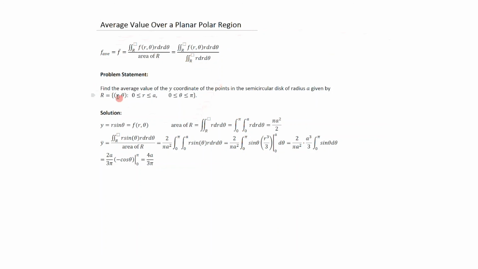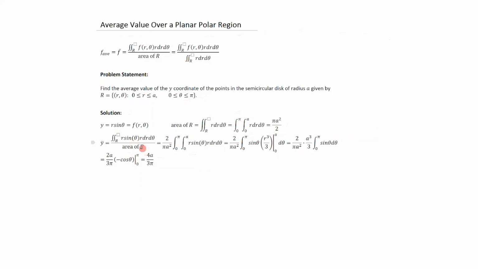So let's take an example. Find the average value of the y-coordinate of the points in the semicircular disk of radius a given by this. This is the region over which integration will take place. You're given that we're going to be looking at f of r, theta as being y. But we're going to have to convert y into polar coordinates, and we know the transformation, y equals r sine theta. First of all, if you compute the area, this would just be taking the region, transforming it to the upper and lower bounds, r dr d theta. This becomes pi a squared divided by 2.